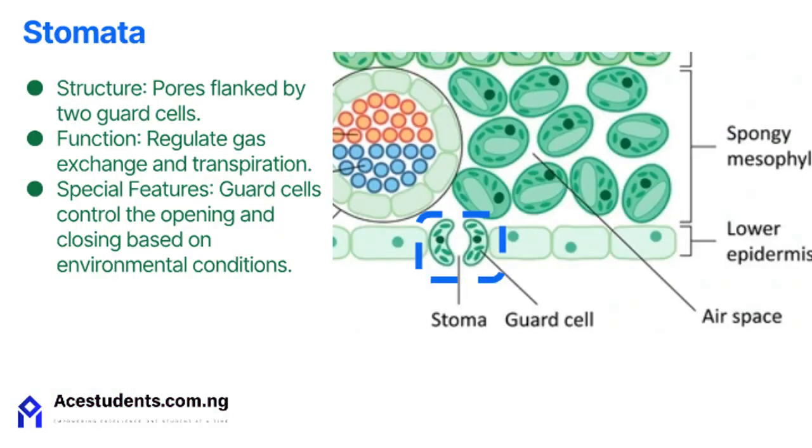Stomata are small pores found primarily on the lower epidermis, flanked by two guard cells. These structures play a crucial role in regulating gas exchange and transpiration. The guard cells surrounding each stoma adjust its opening and closing in response to environmental conditions, ensuring optimal gas exchange and water regulation.